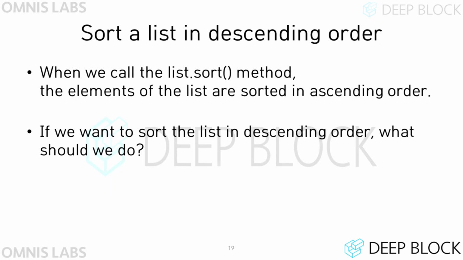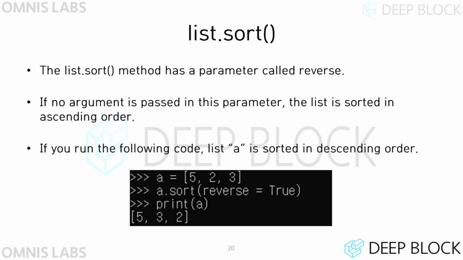Earlier, we learned that we can sort a list in ascending order using the sort method. What if you want to sort a list in descending order? The list.sort method has a parameter called reverse. If no value is passed to this parameter, the list is sorted in ascending order. However, if you assign True to the reverse parameter, the list is sorted in descending order.